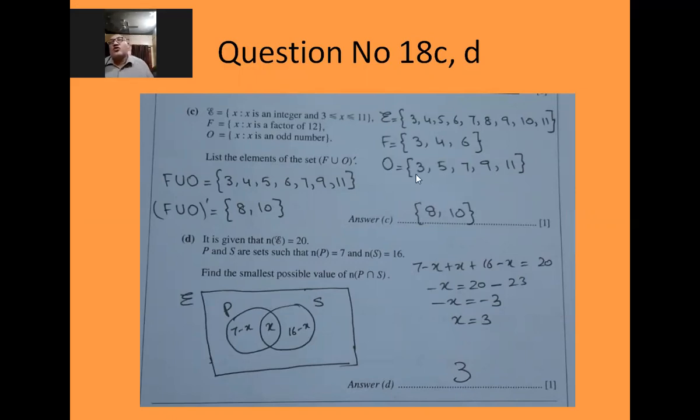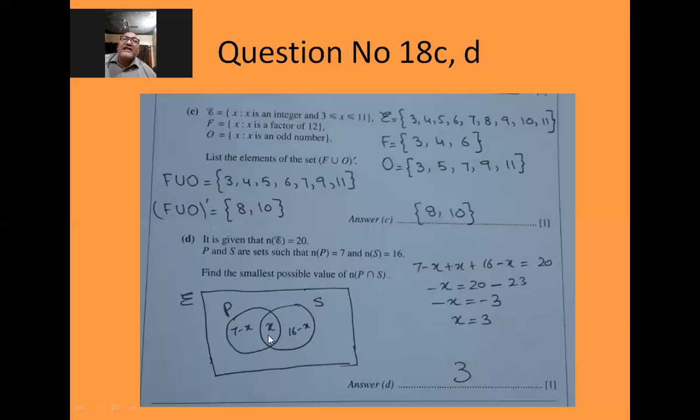Okay, so here you can see I have drawn a Venn diagram. Here I have drawn two circles. One represents P, the other one represents S. So suppose there are X members who are present both in P and S. So here I wrote X and they have told me that P has 7 members. So X is already written here. So in the P only portion, I write 7 minus X.